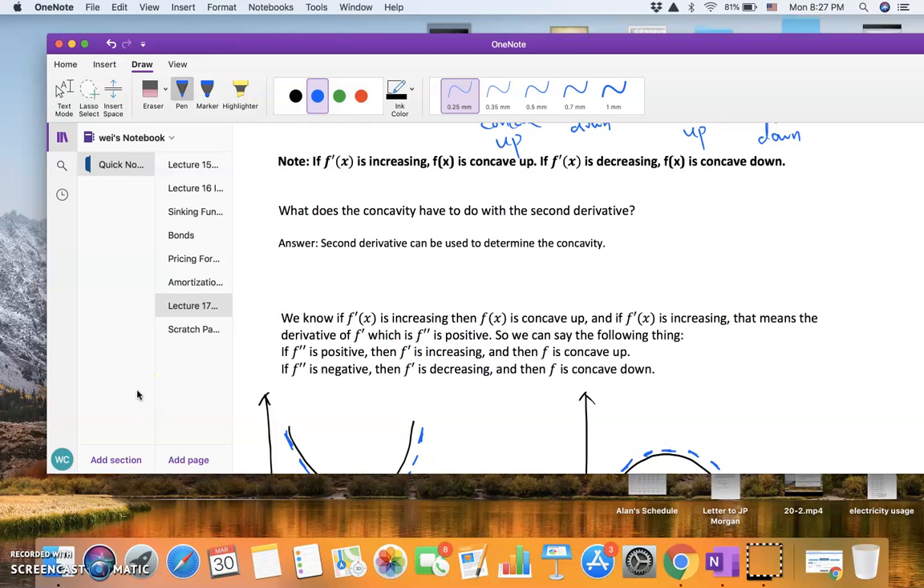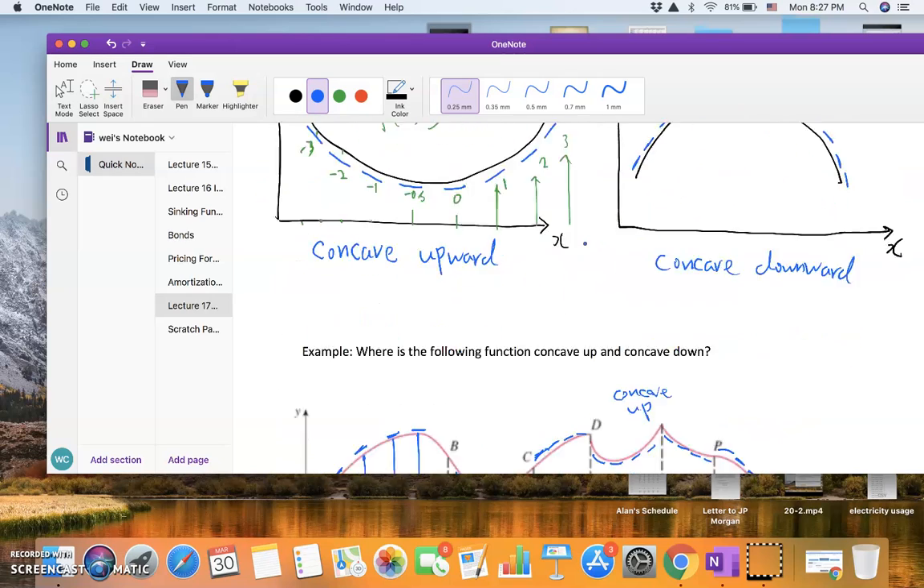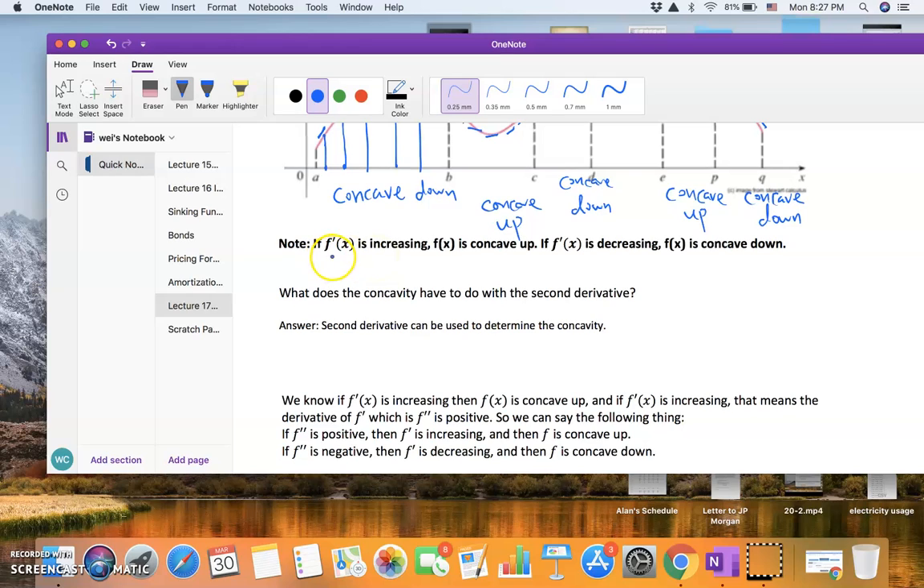Okay, in this video, let's see what the concavity has to do with the second derivative. Now, in the previous video, we have seen that if the first derivative is increasing, then the function is concave up, and if it is decreasing, then the function is concave down. So we can summarize like this. So the first derivative is decreasing, then the function is concave down.